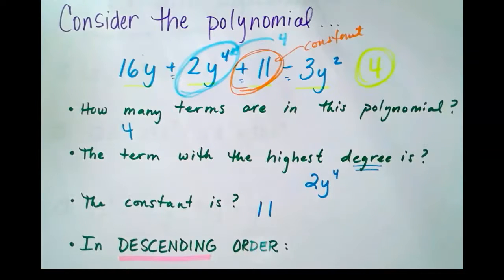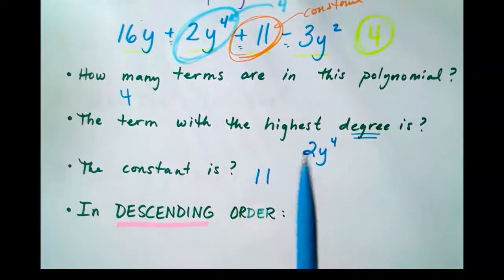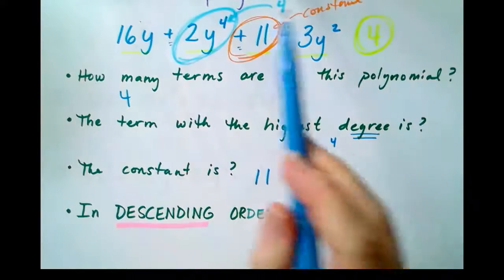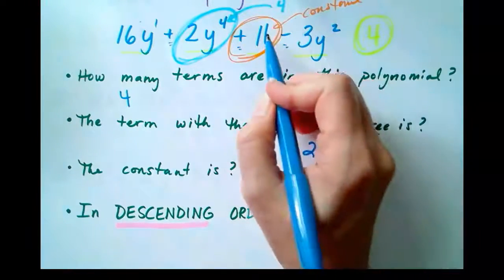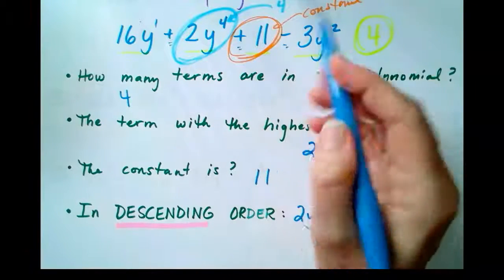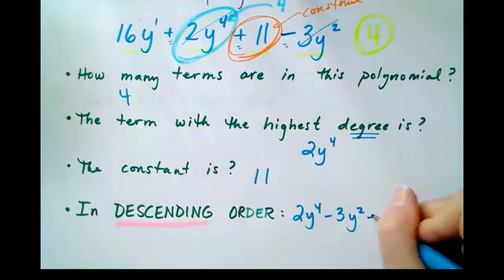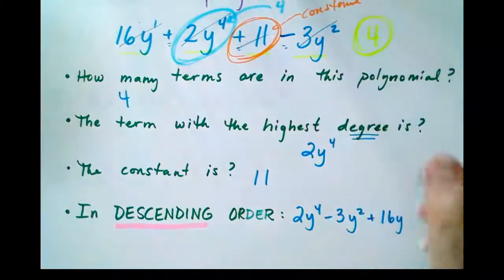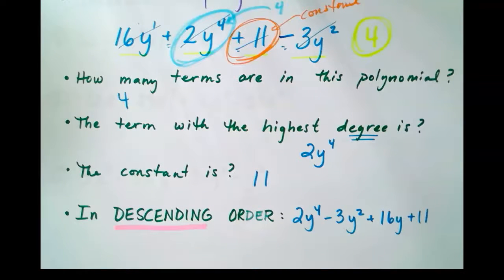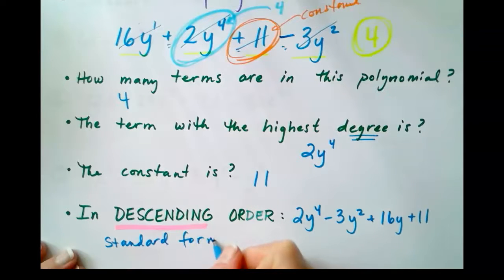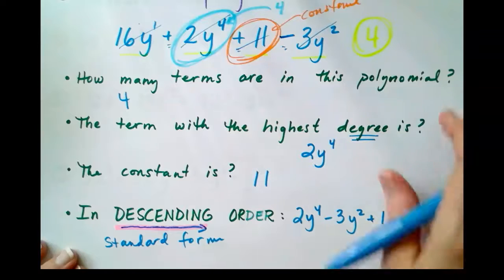So if we're going to write this polynomial in descending order, we're going to start with the highest degree term, which is 2y to the fourth. And then we've got 1, we've got 4, we've got none, we've got 2. There's not a third power, so we're going to go next to the minus 3y squared, next to the plus 16y, and then finally plus 11. We just wrote this polynomial in descending order. Descending order is also known as the standard form of a polynomial. Remember, descending order has everything to do with left to right. 4, 2, 1, none.